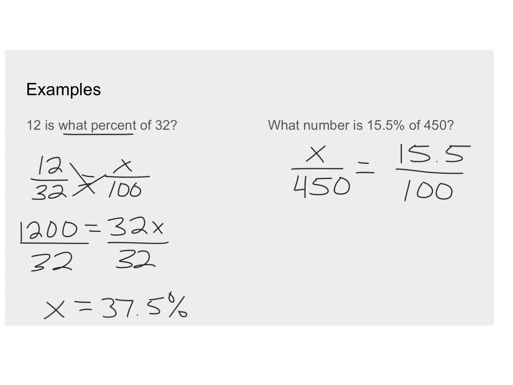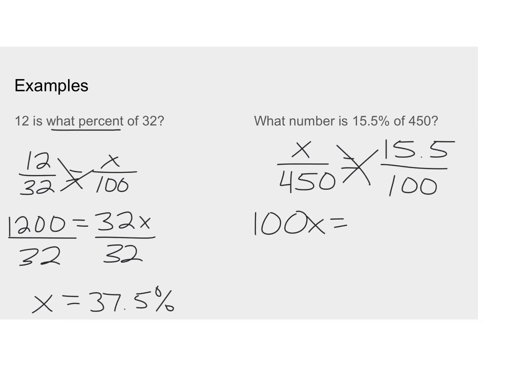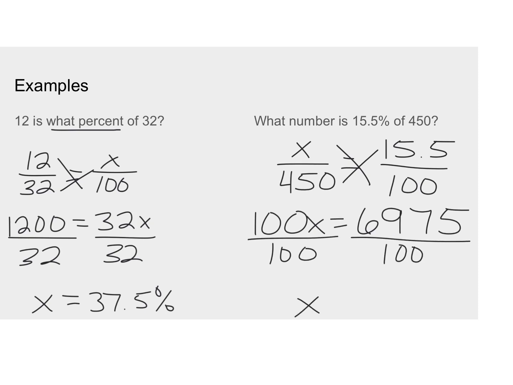So how do I solve? Cross multiply. 100x equals 450 times 15.5. That's 6,975. What's next? Divide by 100. Good. 69.75. That's the part that's 15.5% of 450.